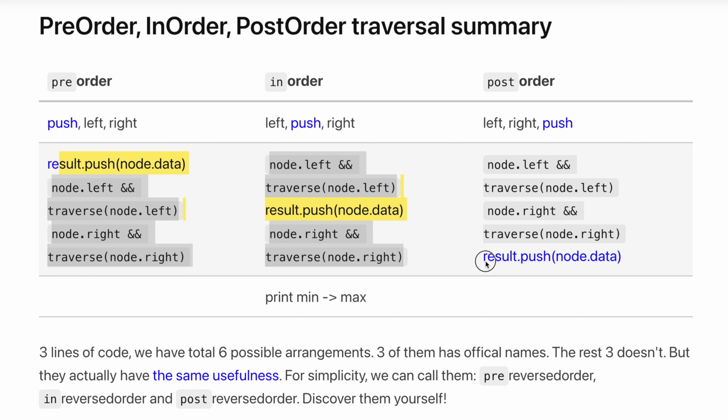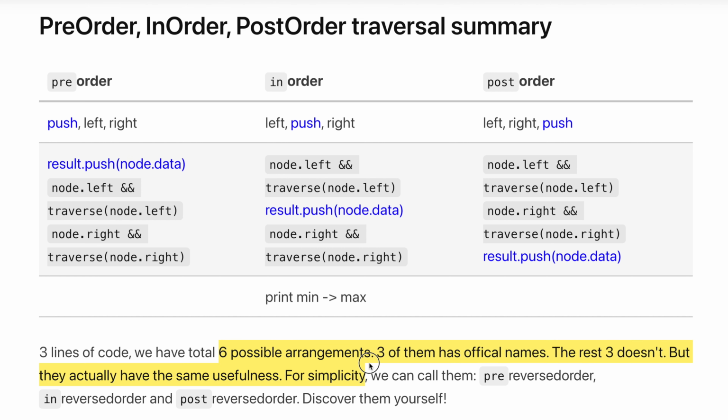Now you might notice that we have 3 lines of code, but if we mix it up a little bit, we actually have 6 possible arrangements. What if we put the right recursive call before the left recursive call? If we do this, it's going to give us 3 more node visitation orders. Let's call it reversed order. Then we're going to have pre-reversed order, in-reversed order, and post-reversed order traversals. Discover them yourselves and see what results they can have.